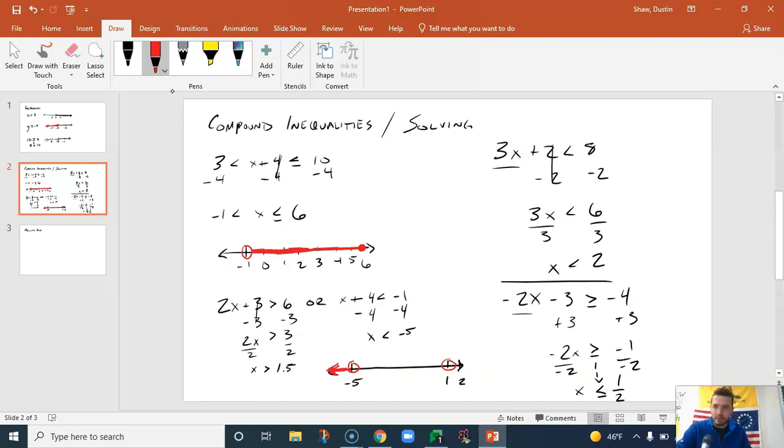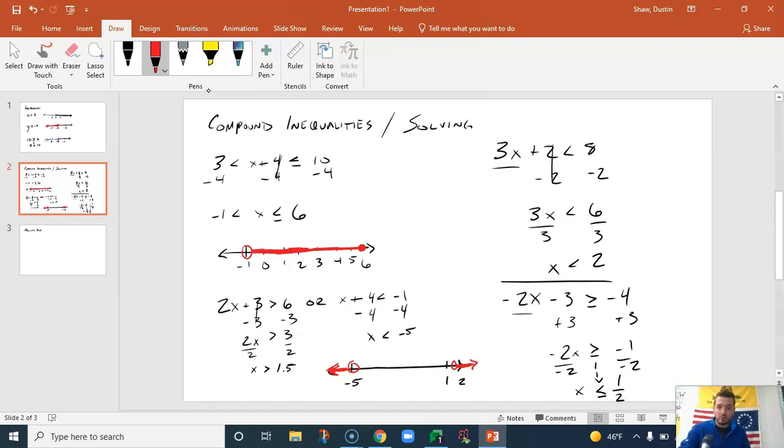Whoops, I made a mistake there. I'm so sorry. So here's 1 again. Sorry, I just put it in the wrong place. So this should be at 1.5, so that'll be about right here. And I'm going to shade this way. So this is my answer.